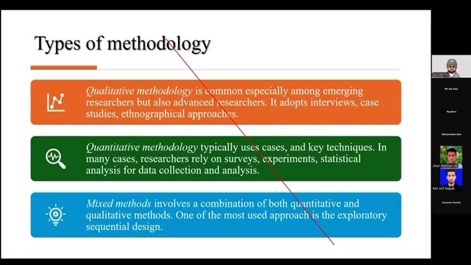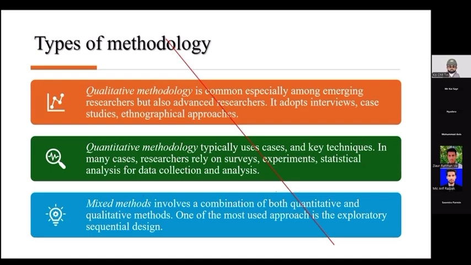These are things that you are already familiar with. Types of methodology. There are mainly three types of methodology that students or researchers use in conducting research. The first one is the qualitative method, which is particularly common and highly used by emerging researchers, but even advanced researchers still use the qualitative method.